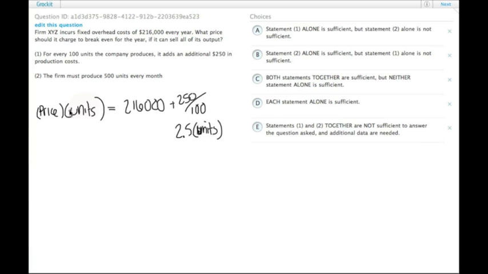But this is two variables, that selling price and those units. So on its own, this isn't going to be sufficient. We get rid of A and D.